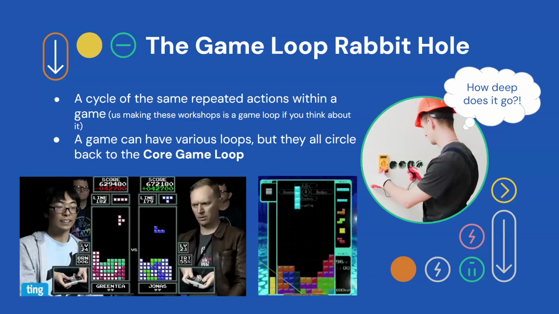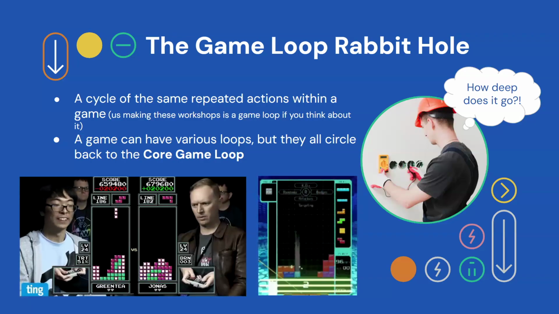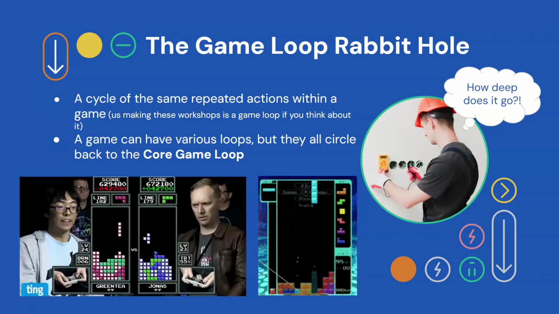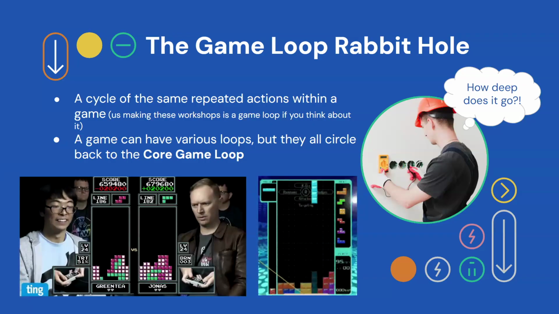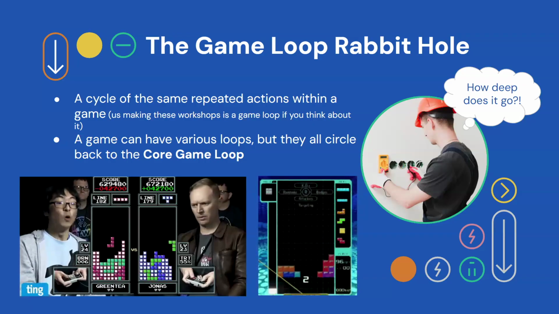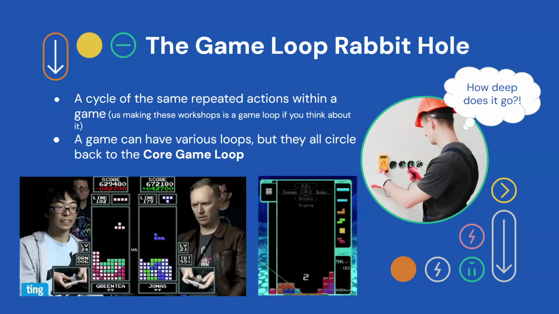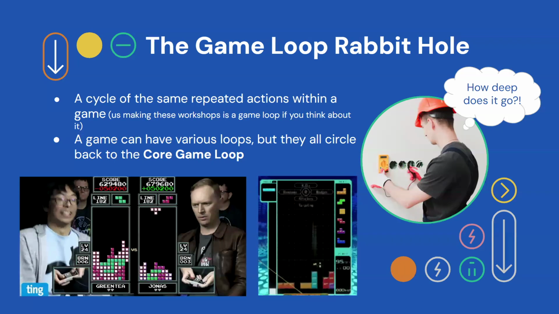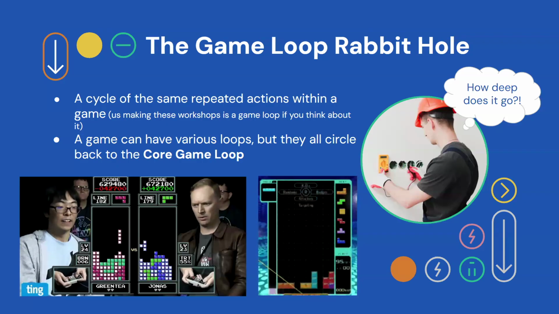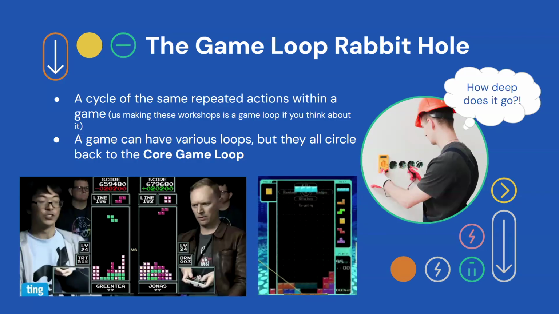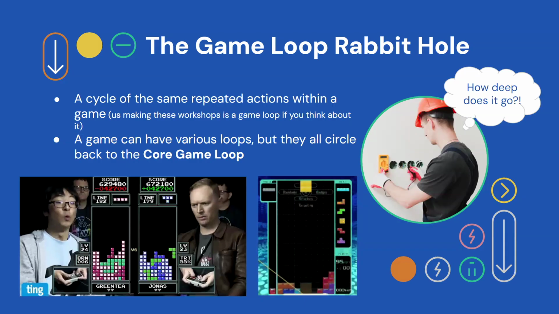So basically this game loop is you cycle between building up the blocks and tearing them down, clearing the lines. And this is what designers call the core game loop, or the large loop that defines the entire game. In most games, there is one large loop, but it can also be made up of multiple smaller loops. But they all feed back into this core game loop.